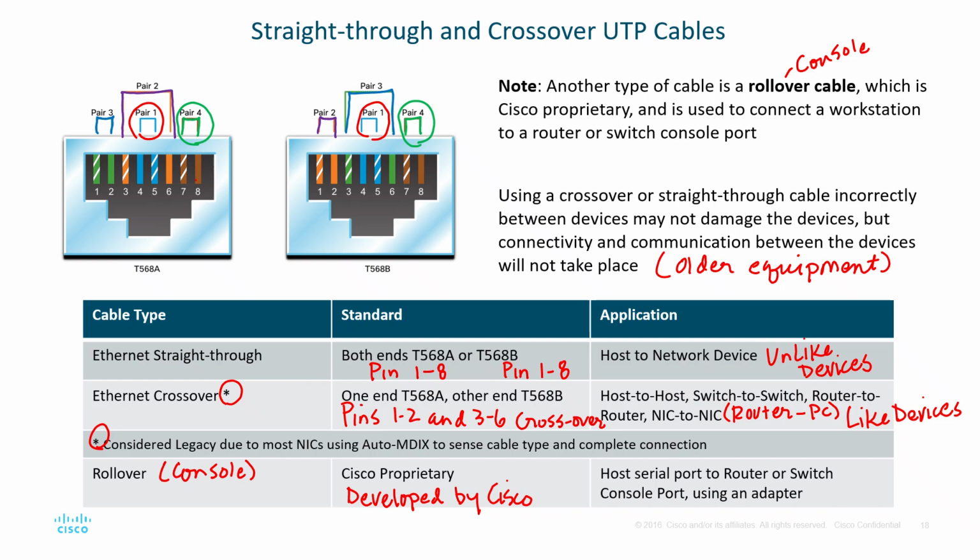You can make your own rollover cable. In order to make your rollover cable, on one end, you're going to pin 1 through 8, and on the other end, you're simply going to flip it over, and you're going to pin 8 through 1. What it is used for: host serial port to router or switch console port. So used for management of your device.